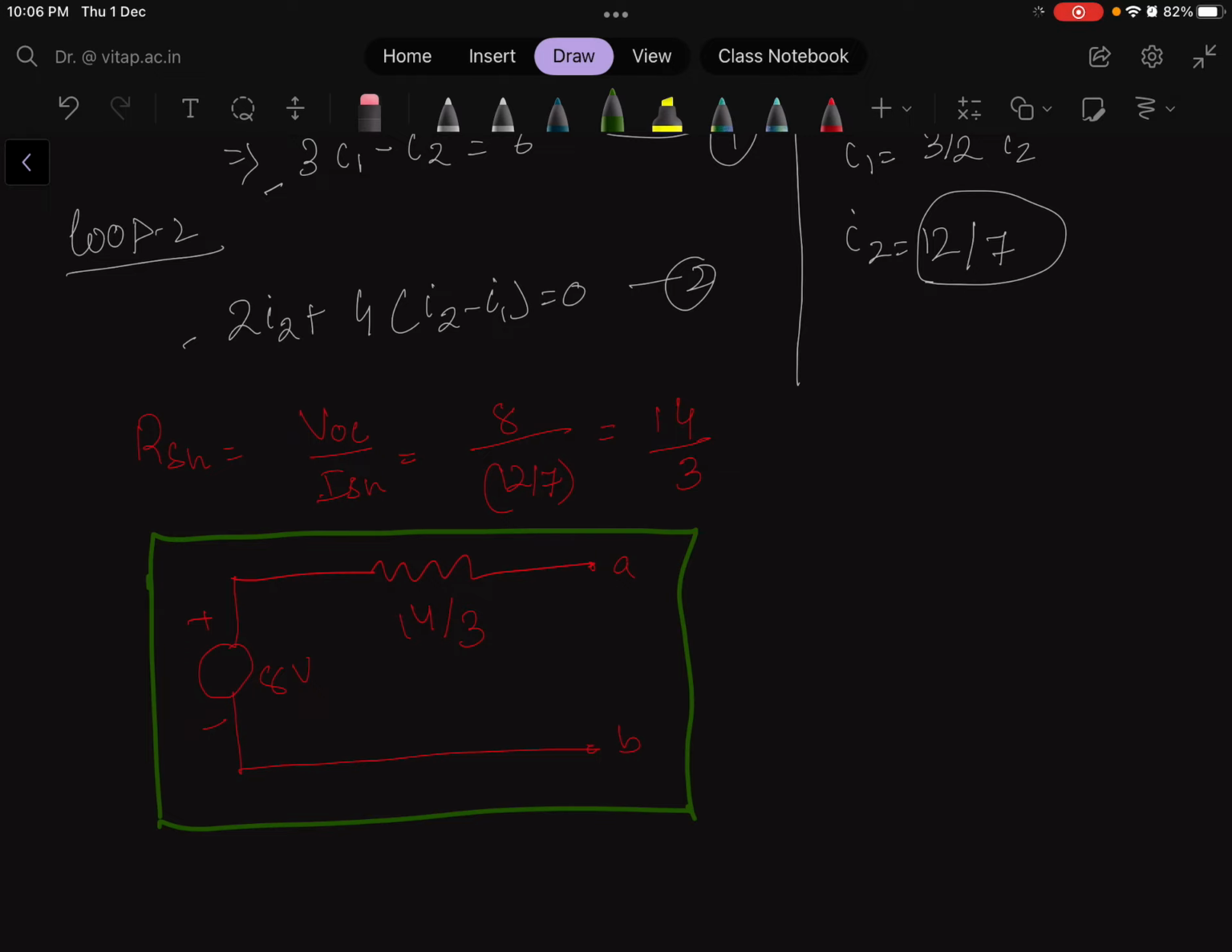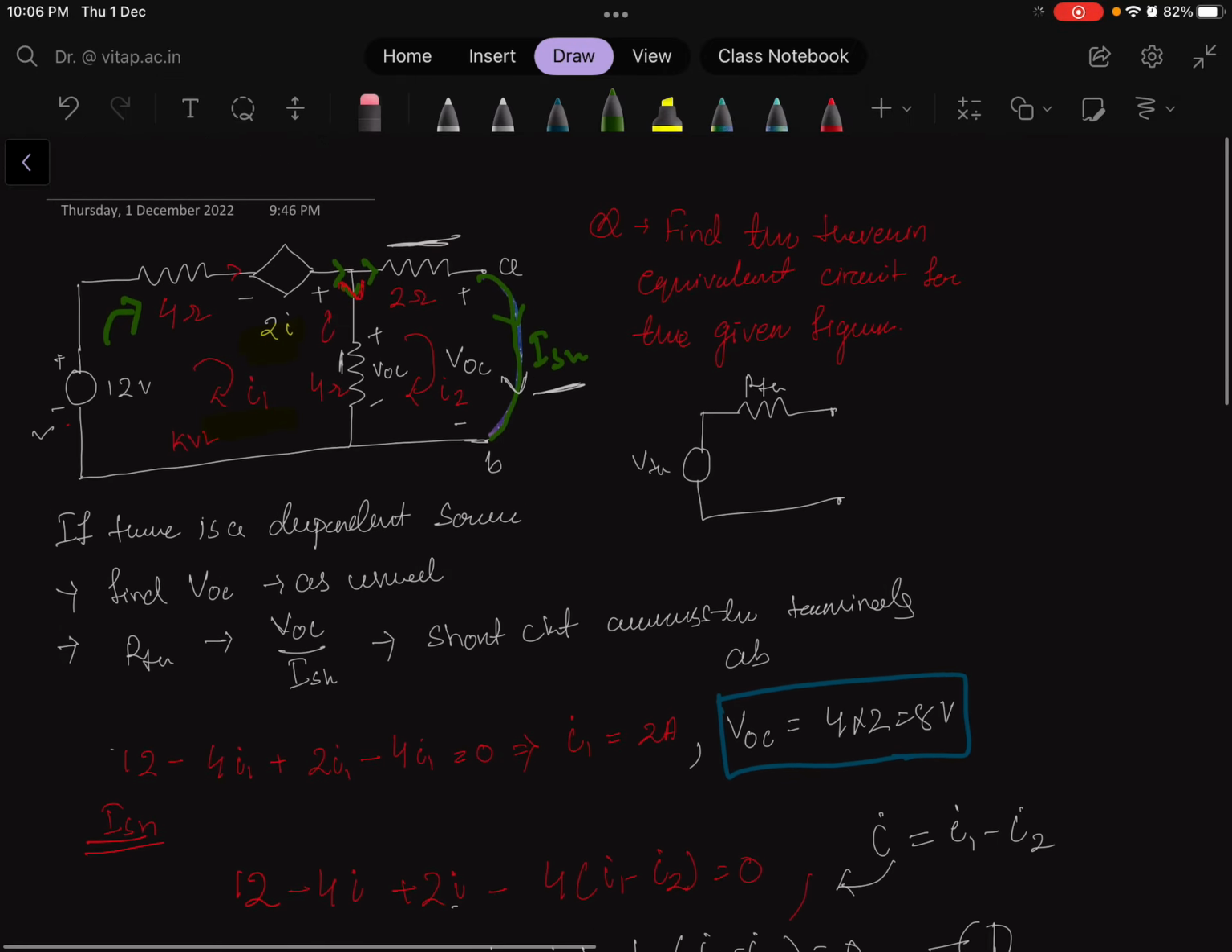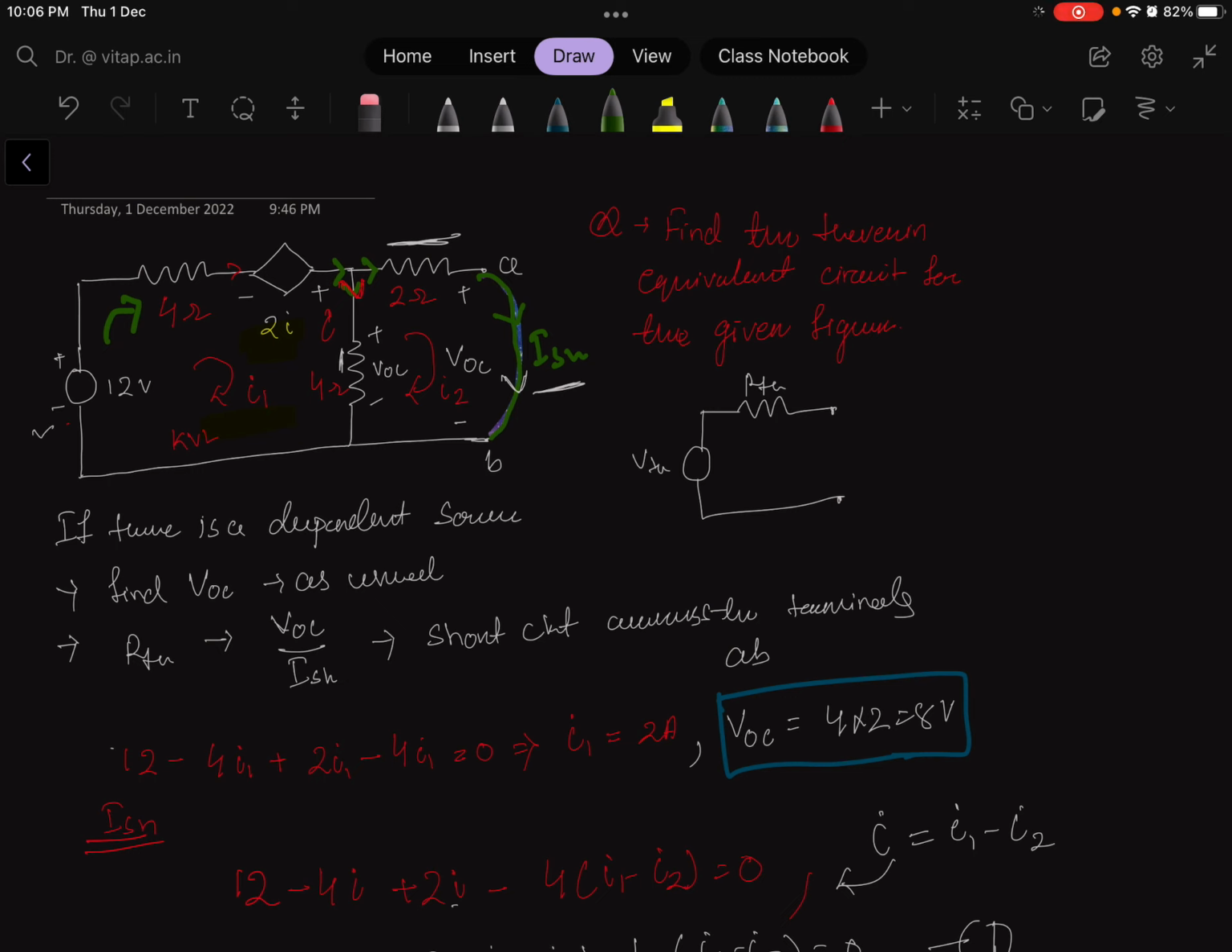So this is it, and then in the next problem we will see how to find the Thevenin equivalent if there is only one dependent source.